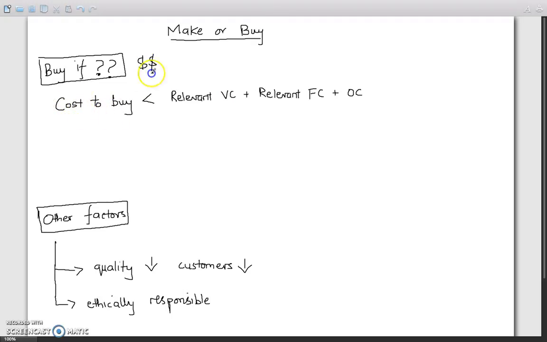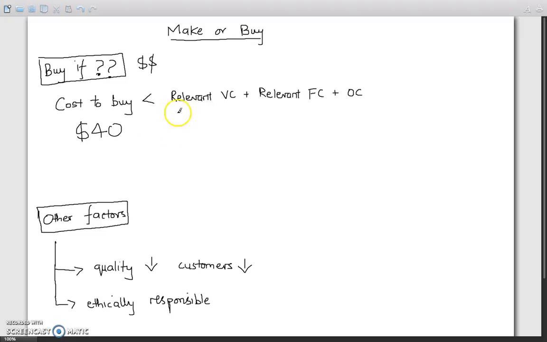When it comes to the monetary aspect, you're going to see the cost to buy. Whoever you're going to buy it from is going to tell you a price, so for example, you're going to buy it off them for 40 bucks. So they're going to tell you, hey, we're going to make your products for you and you're going to pay us 40 bucks total. All right, that's basically all they're going to tell you.